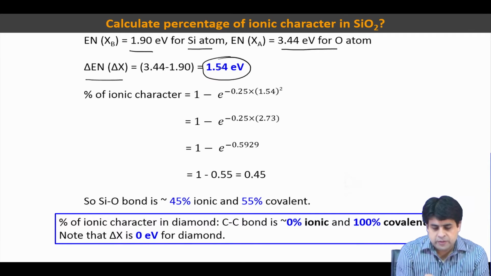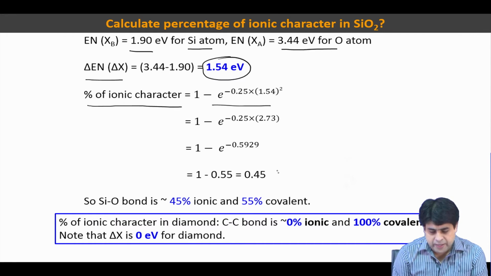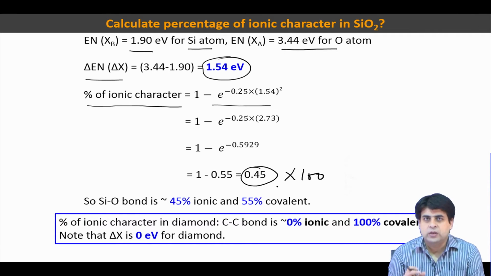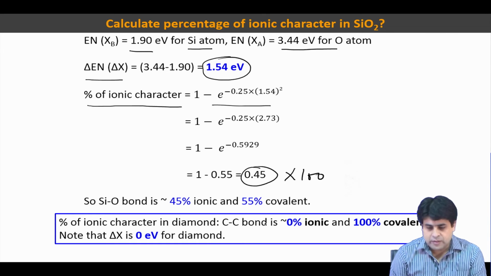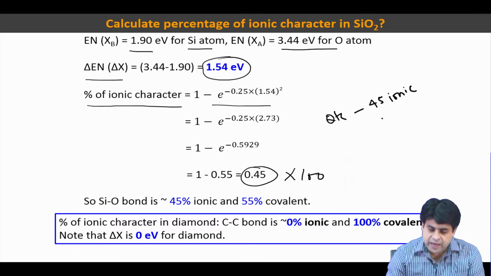So when you put this value in this percentage of ionic character formula and solve this equation, you get a number, and if you multiply this with 100, that will give you the percentage of ionic bond in that particular mineral. When you calculate this, you will find that your quartz crystal has a 45% ionic character, and a 55% covalent character.